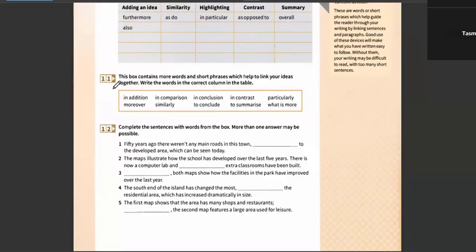So let's read the five sentences that are given. First is: "50 years ago, there weren't any main roads in this town, dash to the developed area, which can be seen today."